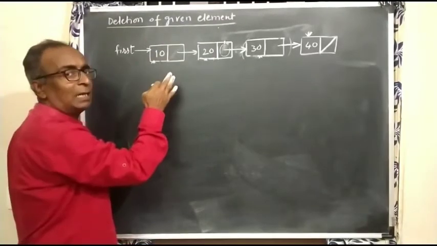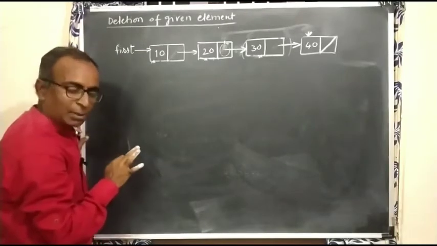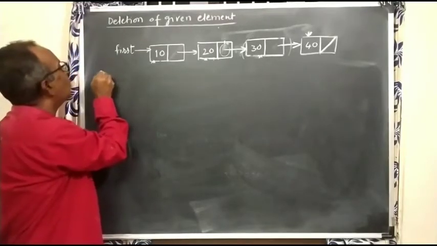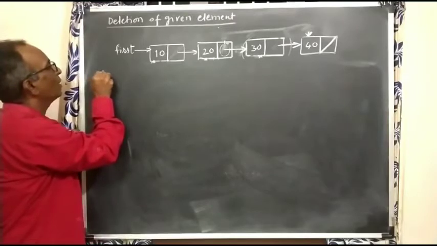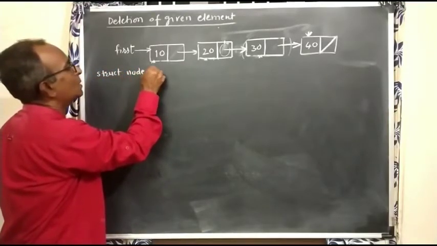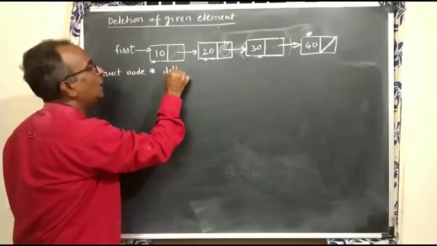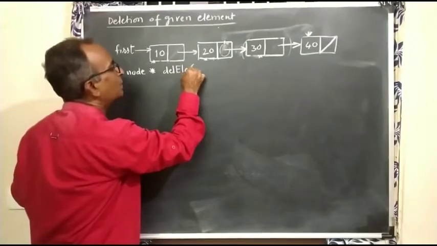See, in this given list, the first node may be changed, so I am always assuming first as a local variable. I want to write it this way. My function returns the first node's address because it may change the first node's address. Then I'll call it the delete element function.